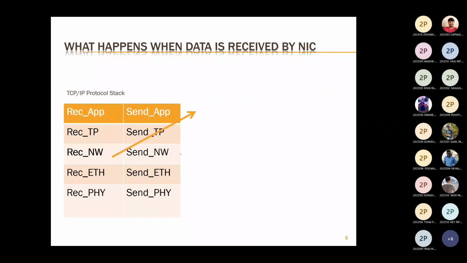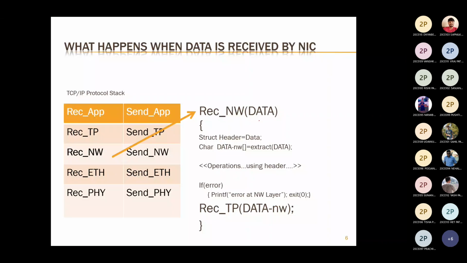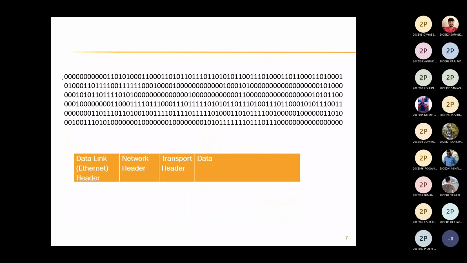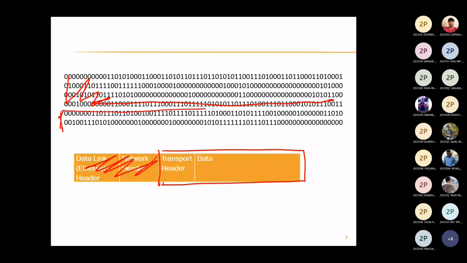Now, what operation does it perform? It is the same operation that the Ethernet header does. It extracts the header and extracts the data, and the data will be sent to the transport layer. The transport layer will receive this much part. This is the transport layer, and these are the ones and zeros received by the transport layer.